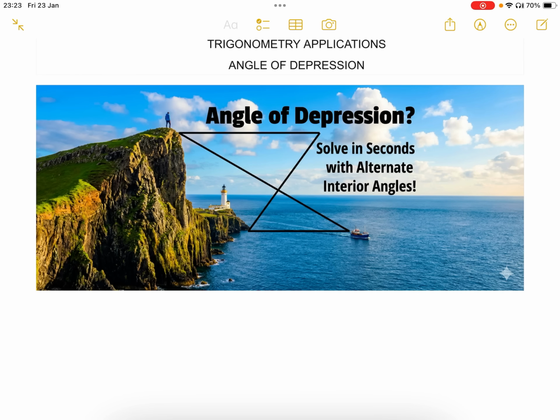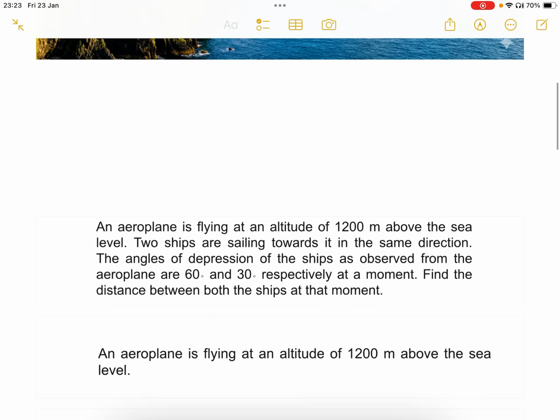Look at the screen. Many students get confused in board exam questions from trigonometric applications. But by using one simple concept, alternate interior angles are equal, I am going to show you how to solve these problems very efficiently and quickly. And now let's move on to the main video.